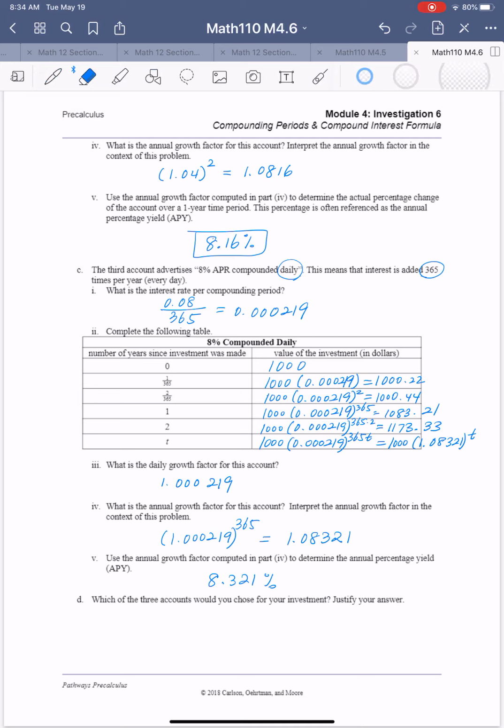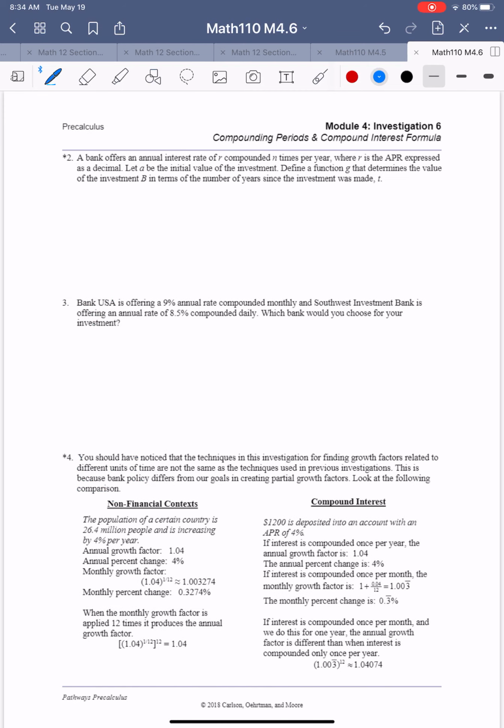And then which account would you choose for the investment? Justify. I want to say the third account. So account 3. Okay. All right, let's go to number 2.